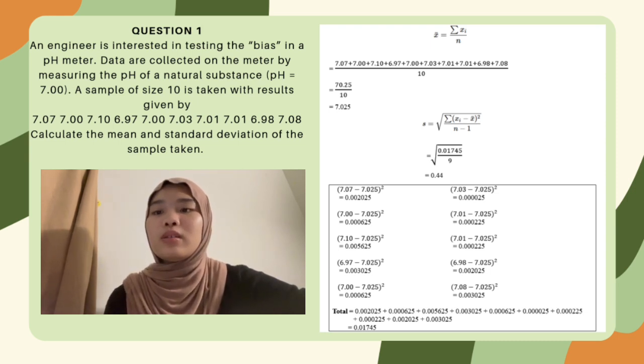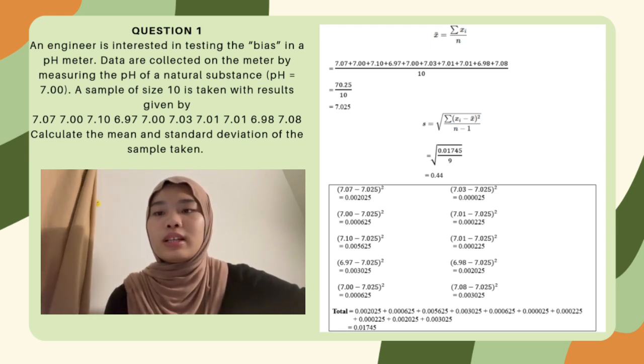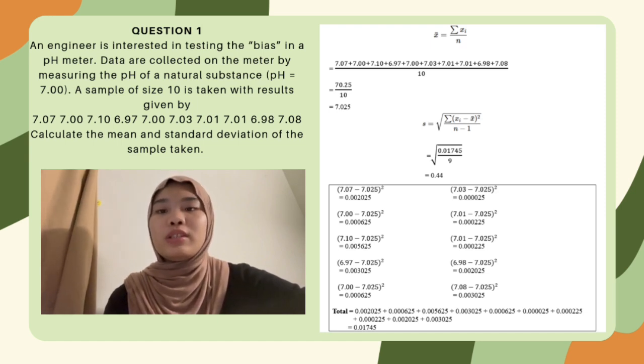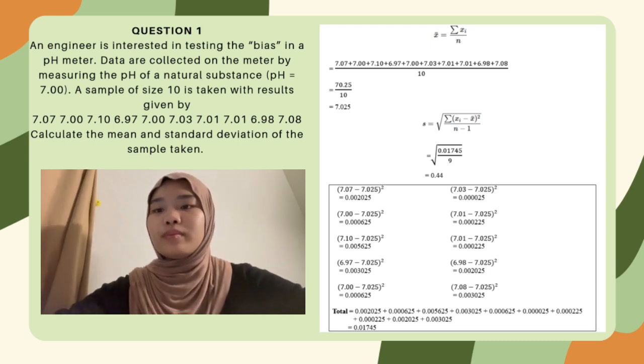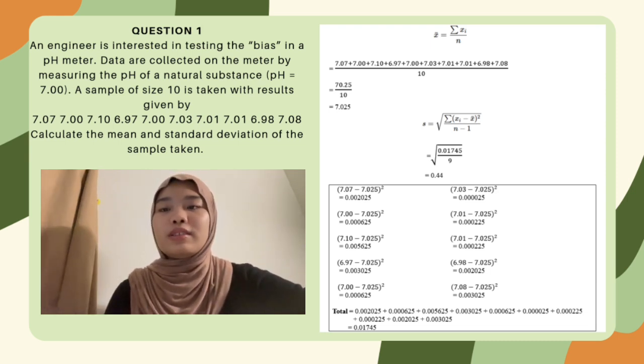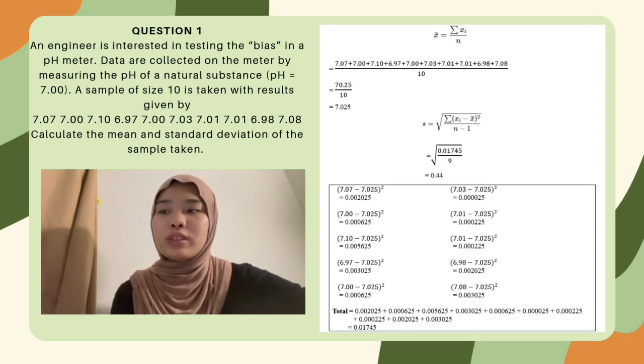Then add all of the squared differences and divide the sum by n minus 1, which is equal to 9. So 0.01745 divided by 9 is equal to 0.00194. Then the square root of 0.00194 is equal to 0.044.